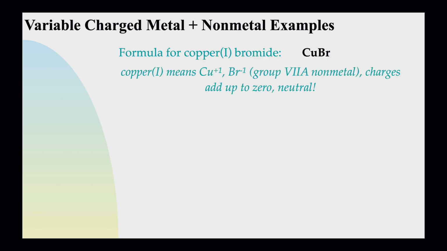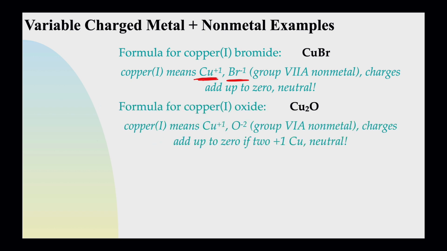Let's say we wanted to figure out the formula for copper 1 bromide. So we're going the opposite direction now. All right, no problem. Copper Roman numeral 1 means copper plus 1. Bromide is still same rules as before. Bromide is in group 7A, so 7 minus 8, negative 1. So copper 1 bromide, we want to balance the positives and negatives, and you can see it's done naturally here. CuBr would be the formula. 1 positive 1 copper, 1 negative 1 bromide. No problem.